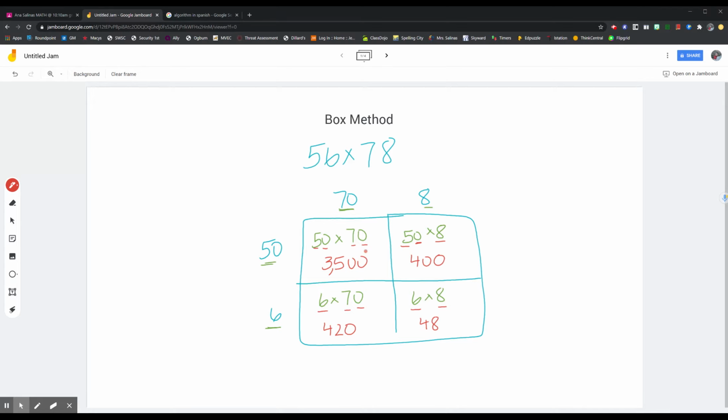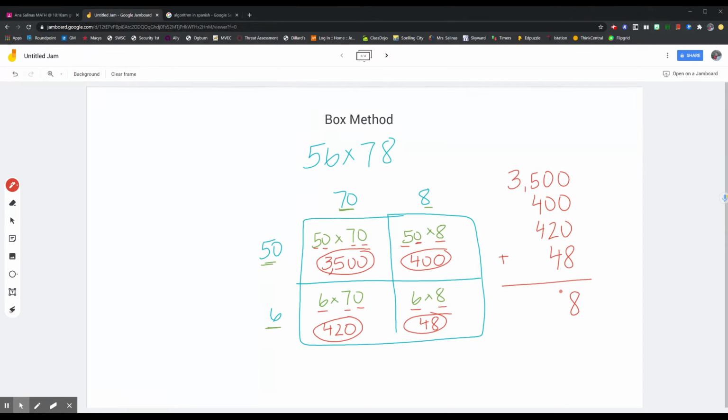Now that I have my partial products, I'm going to add up these numbers to get my combined product. So 3,500 plus 400 plus 420 plus 48. I add these up, 8, 6, 13, regroup, 4,368. So that means my answer for 56 times 78 would be 4,368.